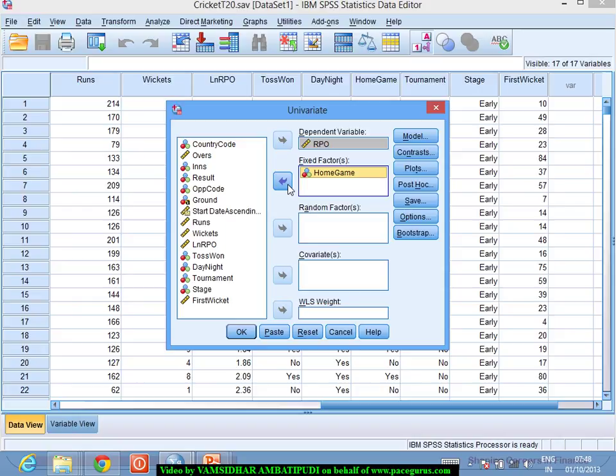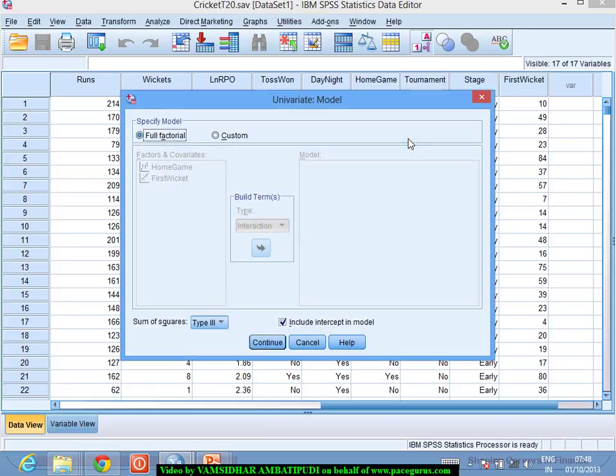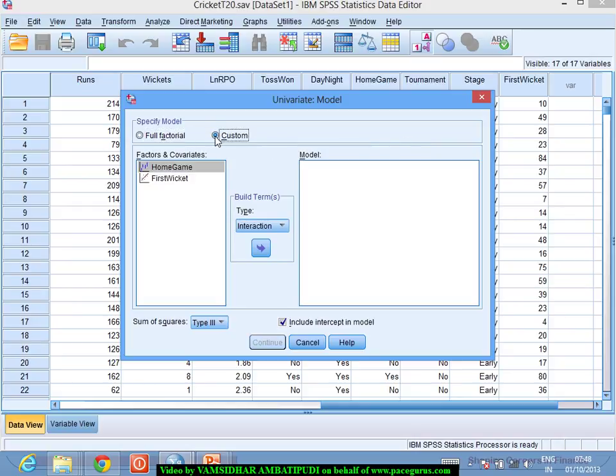So I'm taking the home game as the fixed factor, and at the same time I would like to control for the first wicket partnership, the runs at which the first wicket has typically fallen. Using this I want to do the controlling part. Initially I will get into the model, where I'll create my own custom model, looking at these two things as main effects. I want to look at the effect of both home game as well as first wicket partnership.